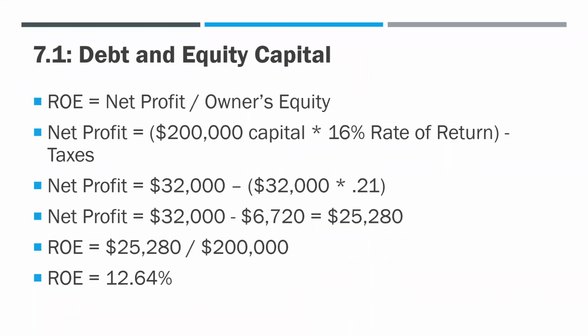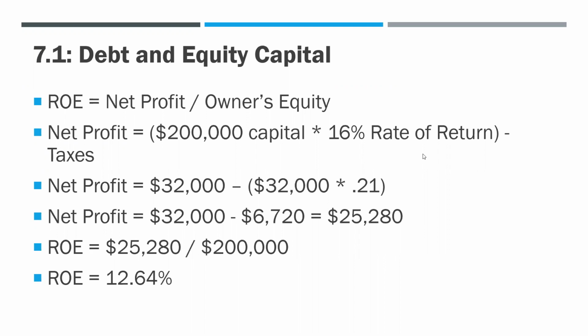So the first scenario to calculate our return on equity, going back to chapter 6, where we discussed the different types of ratio analysis, return on equity is equal to net profit divided by owner's equity. We know our owner's equity in this example, and that's going to be our $200,000 of equity capital. Our net profit can be imputed from that.